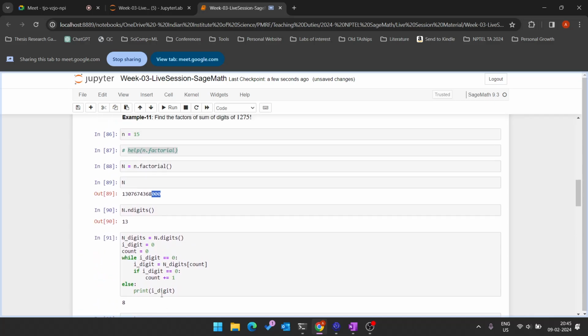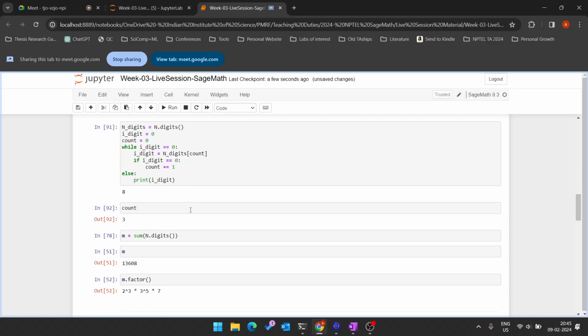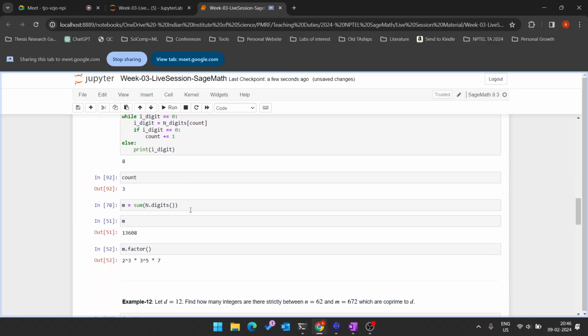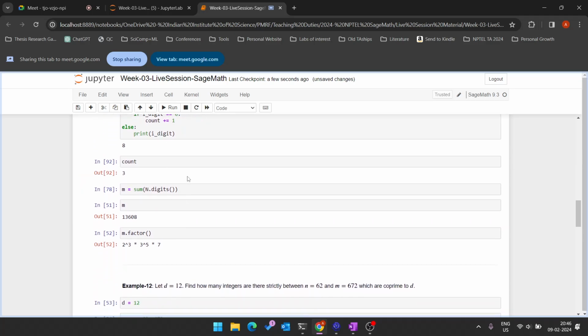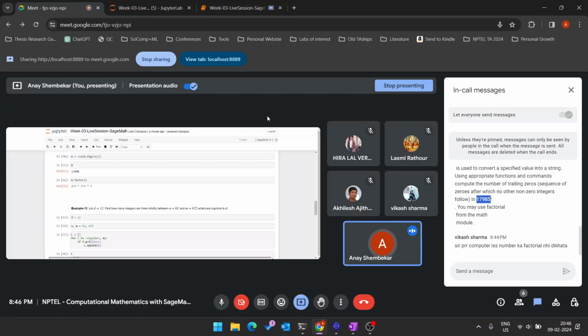Okay, so I think this could be one of the ways to calculate the number of trailing zeros as well as the first non-zero digit that comes out. Okay, hope this helps.